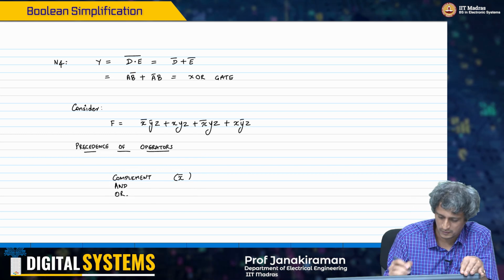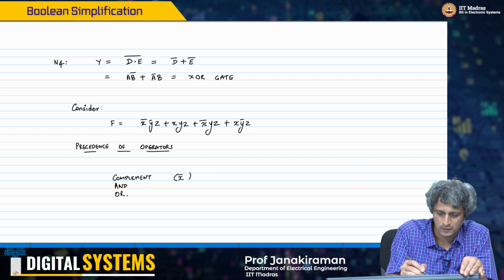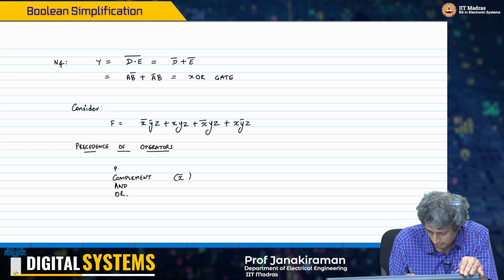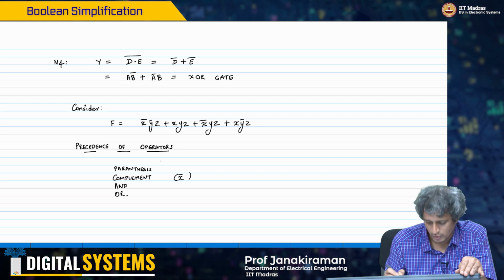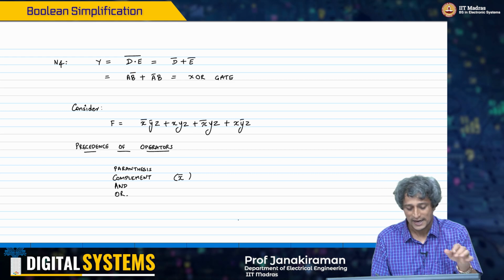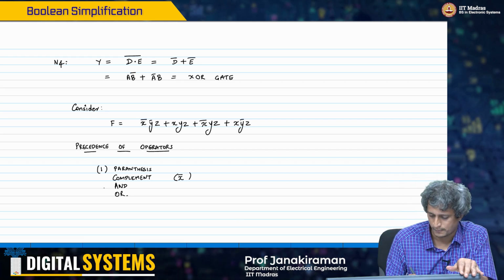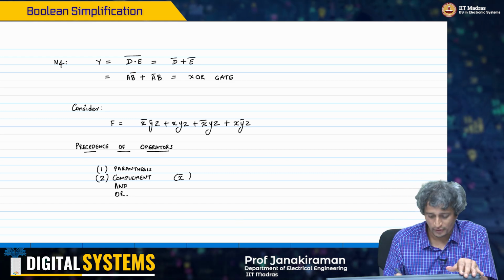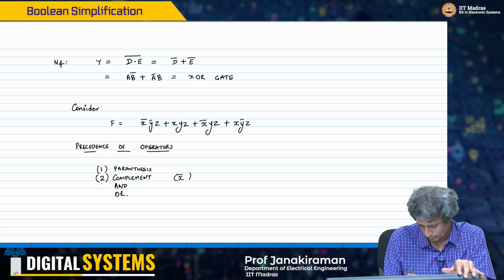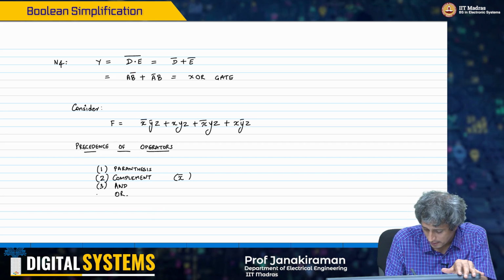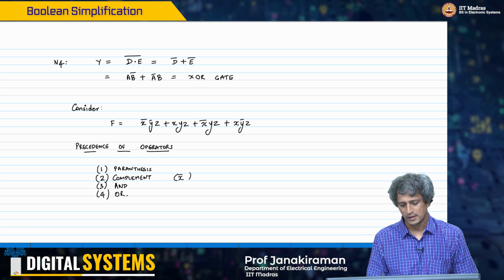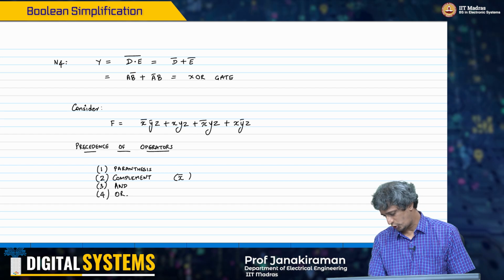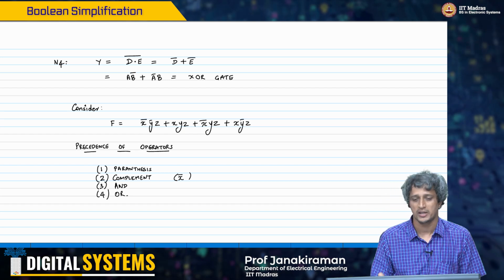Okay, and the parenthesis, the bracket comes first. After that you evaluate the complement, then you evaluate the AND, and finally you evaluate the OR, okay. So this is the order in which you have to first of all interpret this expression, okay.